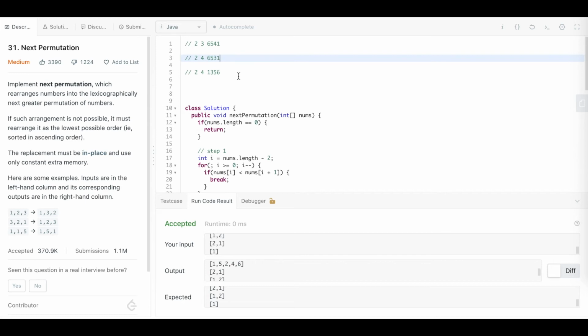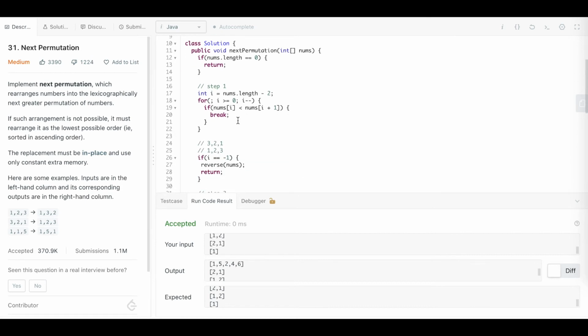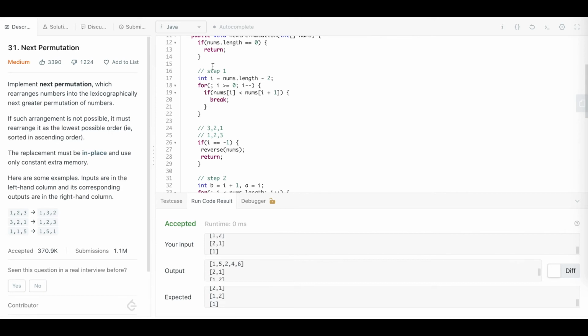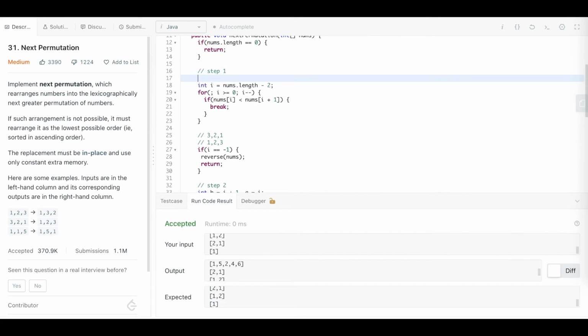The code just simulates all the steps we just introduced to generate the next permutation. Now let's go over the code to see how we handle it. As I said, the first step is we are trying to find the digit 3 here. So we start from the index on the rightmost side.